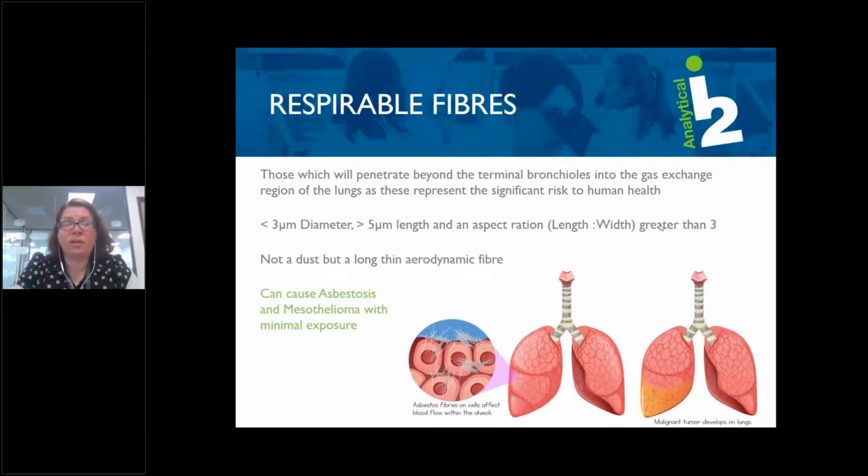They're clearly defined as being less than 3 microns in diameter and greater than 5 microns in length, with a specific length to width aspect ratio, which is greater than 3. It's important to think that it's not a dust. The asbestos itself is a long, thin aerodynamic fibre. And as I said, chrysotile is wibbly wobbly, amphiboles nice and straight. Amphiboles do present a greater risk.